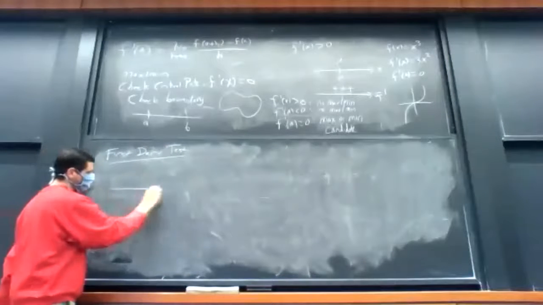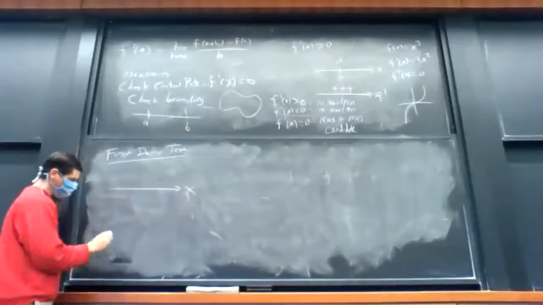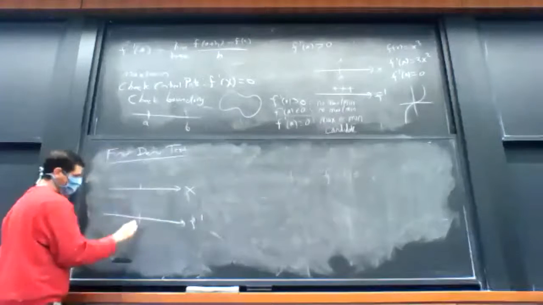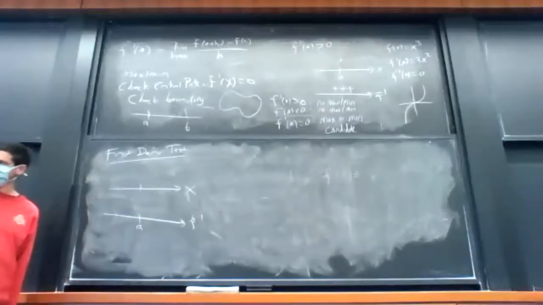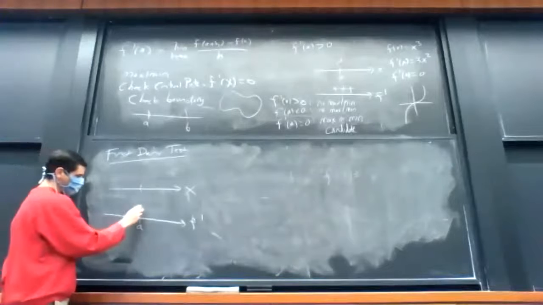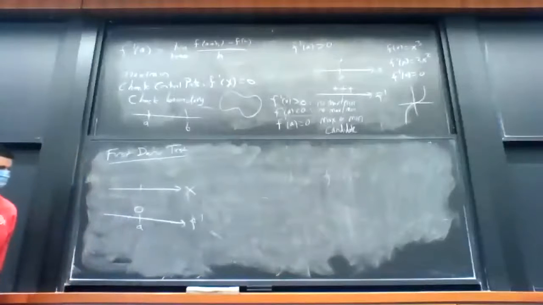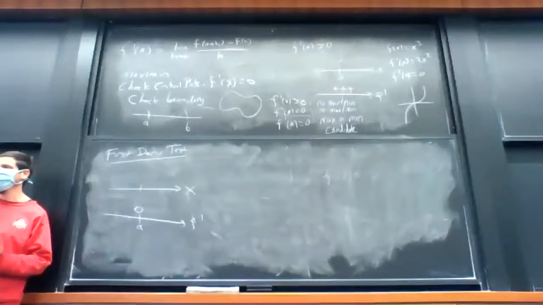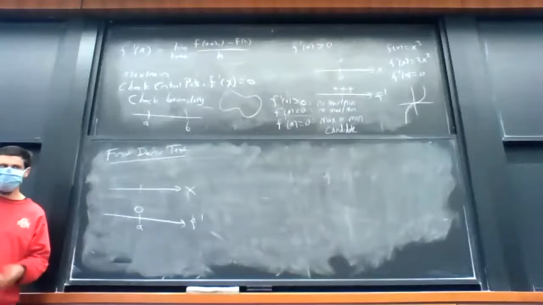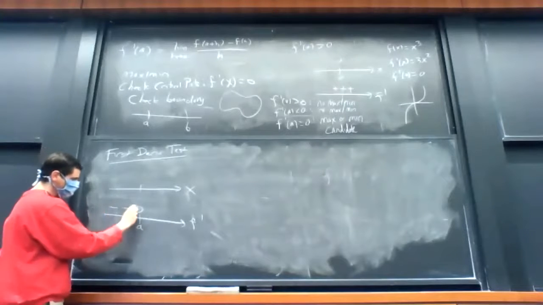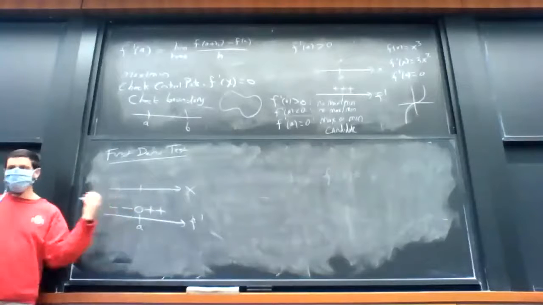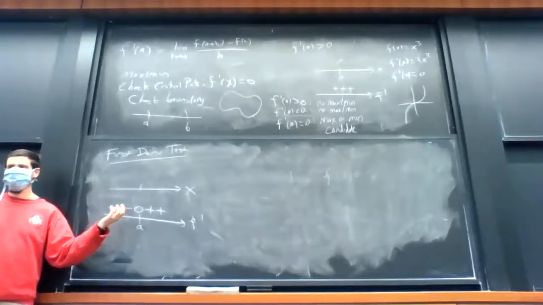So, here's my special point A. And let's say the first derivative is zero, because I need that if I want to have a chance of having a maximum or minimum. I must imagine that the sign of the first derivative looks like this. Has anybody seen pictures like this?